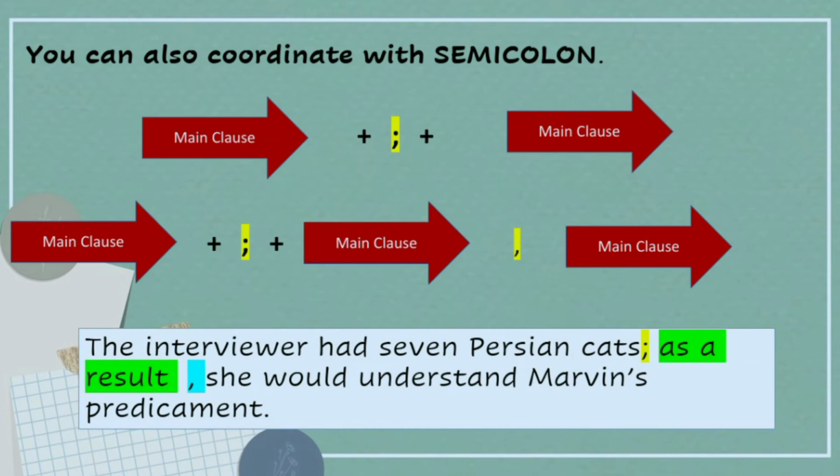As an example, the interviewer had 7 Persian cats; as a result, she would understand Marvin's predicament. We saw here this semicolon, then as a result, which is the transition word. Later I'm going to edit this PowerPoint. After the transition word, as a result, there's a comma, then another main clause, which is she would understand Marvin's predicament. So that's it with coordinating using semicolon.